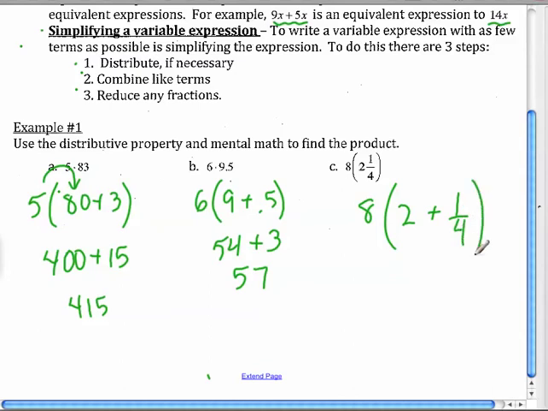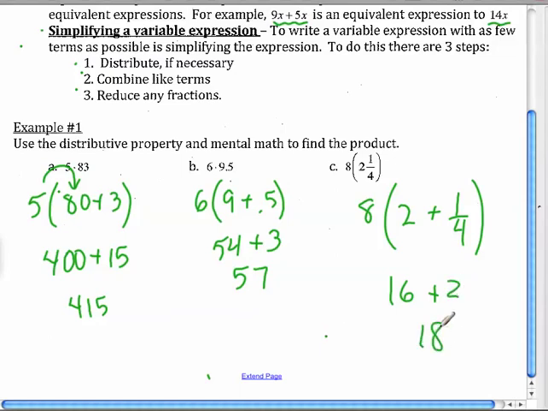A mixed number is always the big number, the whole number, plus the fraction. Right? 2 plus a fourth is 2 and a fourth. All right? So, Alfredo, what's 8 times 2? 16. Good. And then what's 8 times a fourth? 2. Excellent. So then I'm going to get 18.